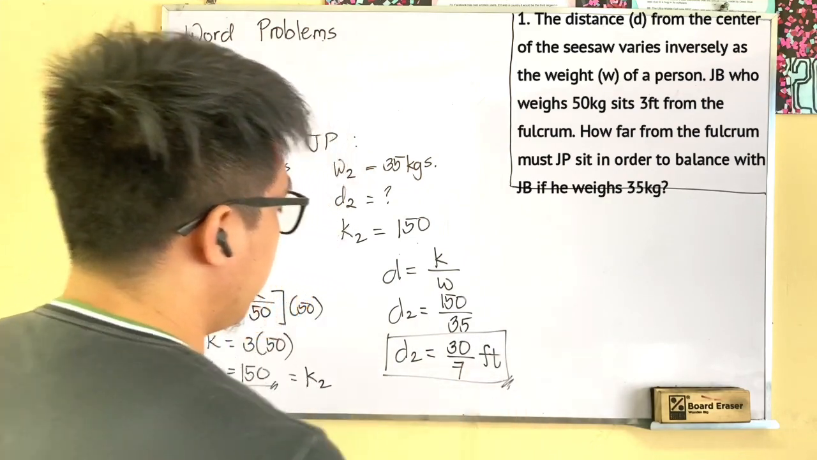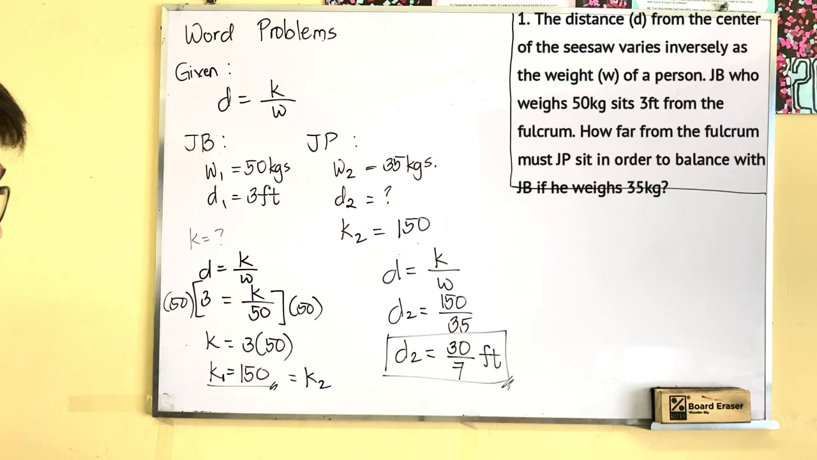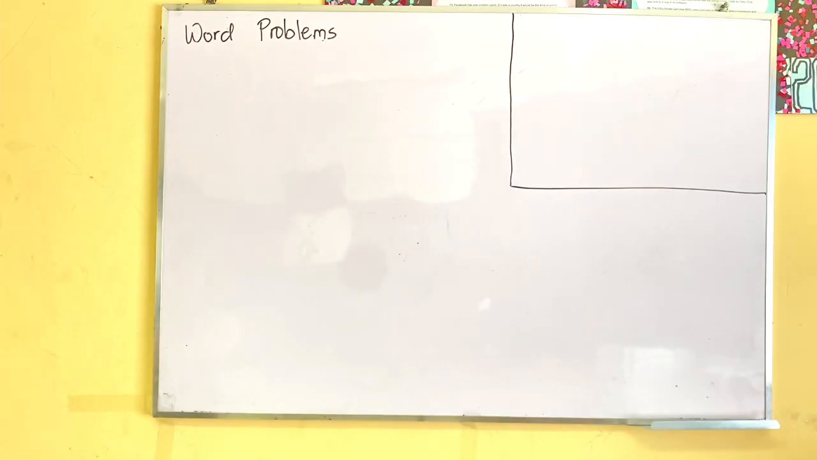So this will be or must be the distance of JP from the fulcrum, or from the center of the seesaw, in order to be balanced with JB. Naintindihan? Very good. Next word problem tayo.